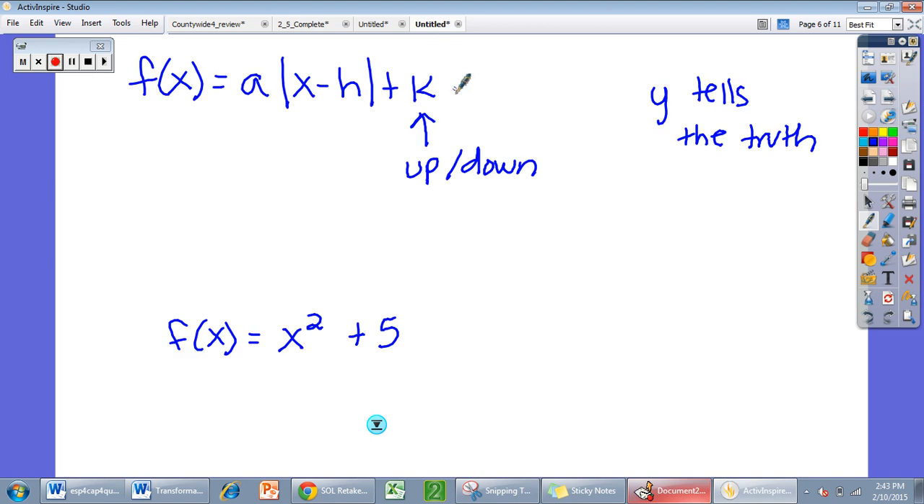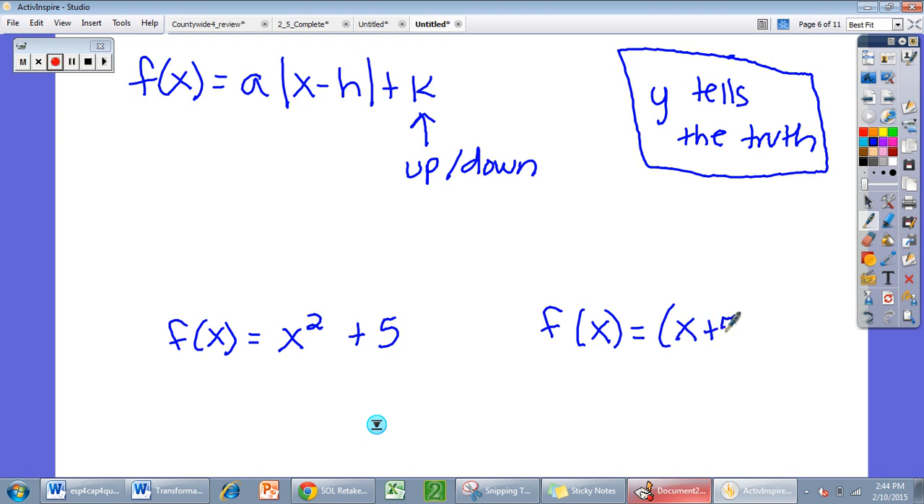Now I'm going to look at what this number on the outside does. Instead of right next to the x, what does it do on the outside? Well, that's moving me up or down. So now I want to say, okay, well, y tells the truth. My x lies, my y tells the truth. So here's one where I have x squared plus 5. It looks similar, but it's different than this.